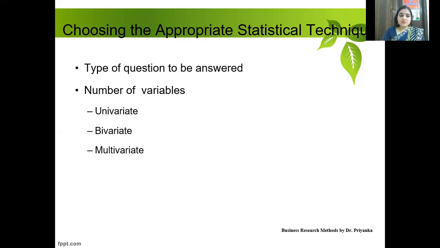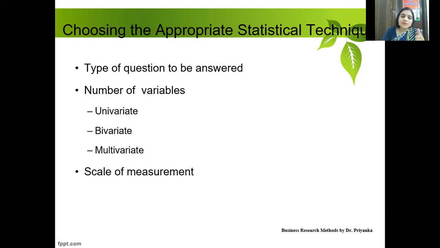So univariate, bivariate, and multivariate is just related to the number of variables you have in the study. If you have one variable, that is univariate, a single variable. Bivariate means you will have two variables at hand to analyze. And if you have more than two variables, you will go with multivariate analysis. That's it. Other things would be decided with the help of the type of question to be answered, and the scale of measurement: what kind of measurement scale you have used to collect the data.